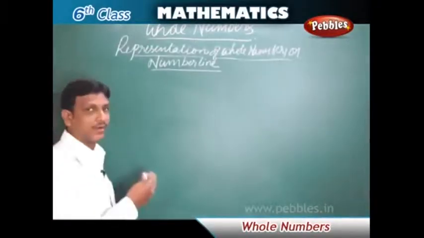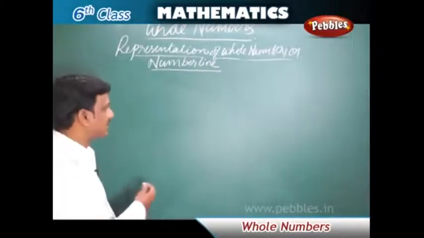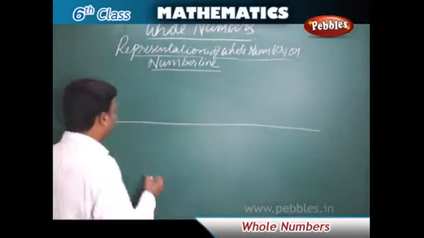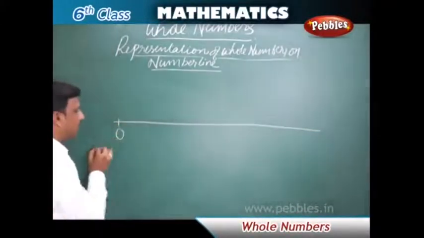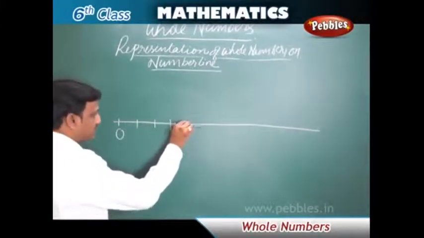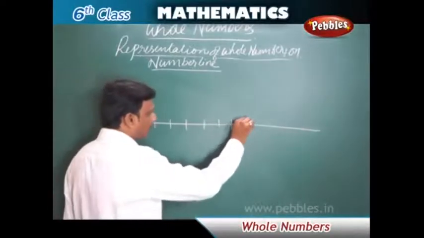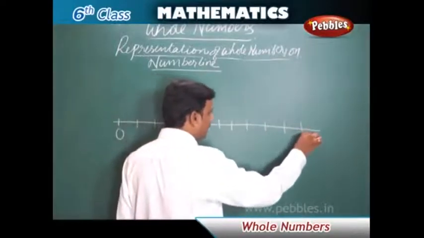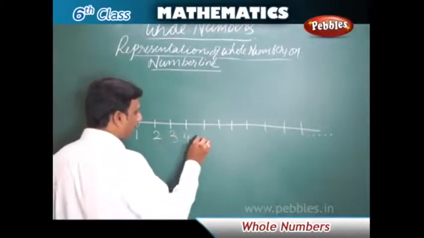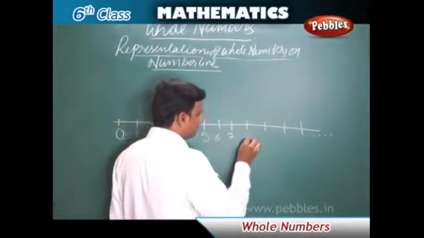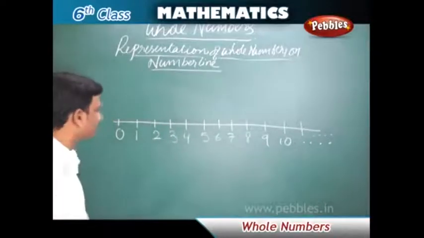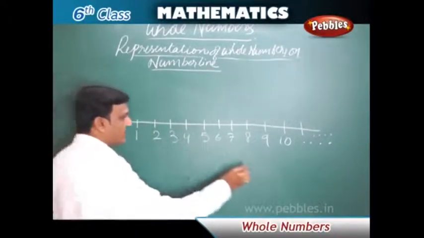Representation of whole numbers on number line. First, let us see how to draw a number line. First draw a line and mark a point as 0 on the line. Now mark some points with equal distances onto the right side of the line. Keep on marking till the end of the line. So we mark 1, 2, 3, 4, 5, 6, 7, 8, 9, 10 and so on till the nth number. So this is the number line we have made.